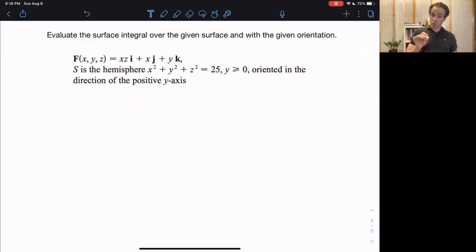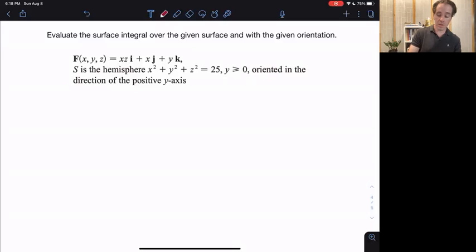Okay, now it's time to do a surface integral that integrates a vector field over a surface. This is different from integrating a scalar field over a surface because now you have to interpret the thing you're integrating as a vector that can either be normal to, parallel to, or something in between the surface that you're looking at.